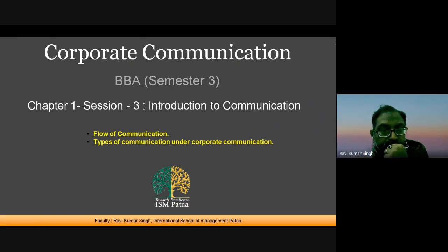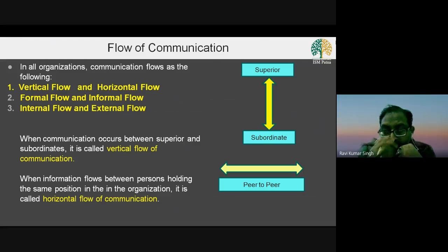So, if we discuss the flow of communication in an organization, the communication flows in three ways. Number one, the horizontal and vertical flow. Number two, formal and informal flow. And number three, internal and external flow.